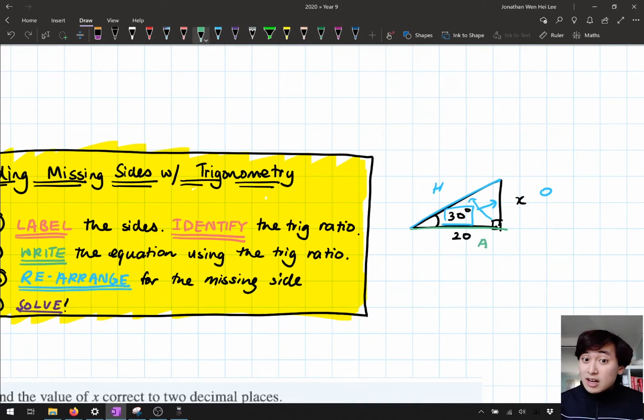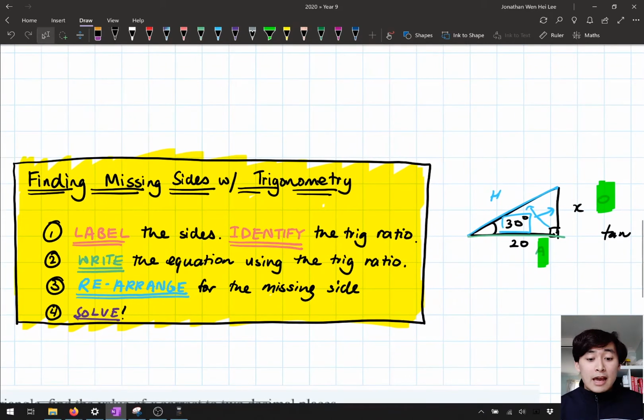Then I go, okay, which sides do I have? And identify the trig ratio. Here, I have my opposite side and my adjacent side. The trig ratio that has opposite and adjacent is tan. So here, I'm going to be using tan with my 2 sides, x and 20. Okay, so that's that first step. Label the sides and identify the trig ratio.